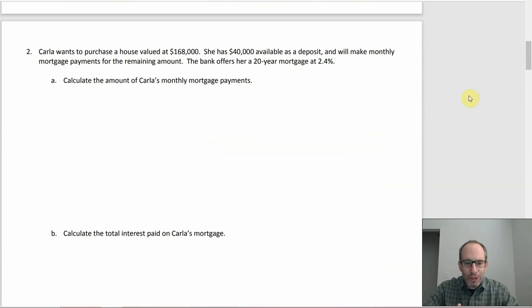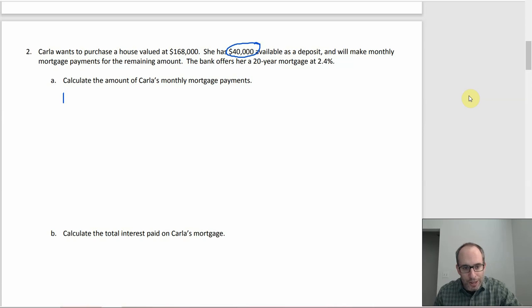So Carla wants to purchase a house valued at $168,000. This sort of thing shows up. What's in the next sentence? That she has $40,000 available as a deposit. So that gets paid down initially, which means the loan is not going to be for $168,000. The loan is going to be for $128,000 because of that $40,000 deposit. So this is a key thing here, and that's going to affect what P is.